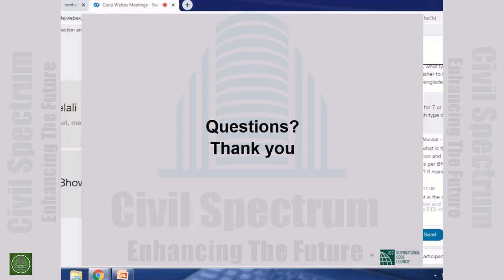Which type of stair? I don't understand. Generally, for a 7 or 8 story building, which type of stair system should be used? Actually, a stair system, I don't know that a stair system.